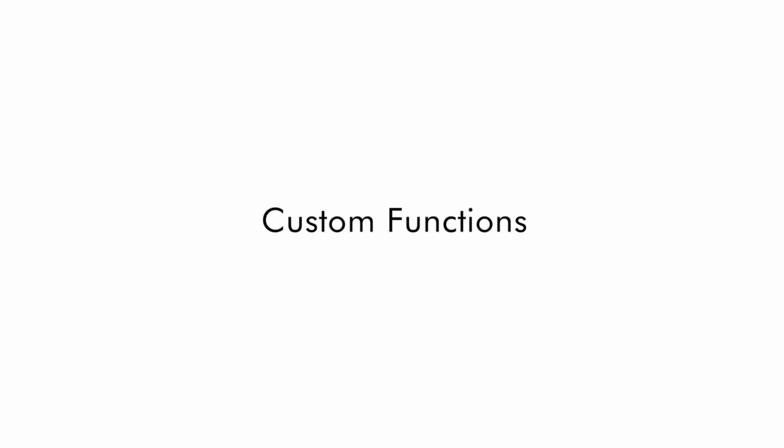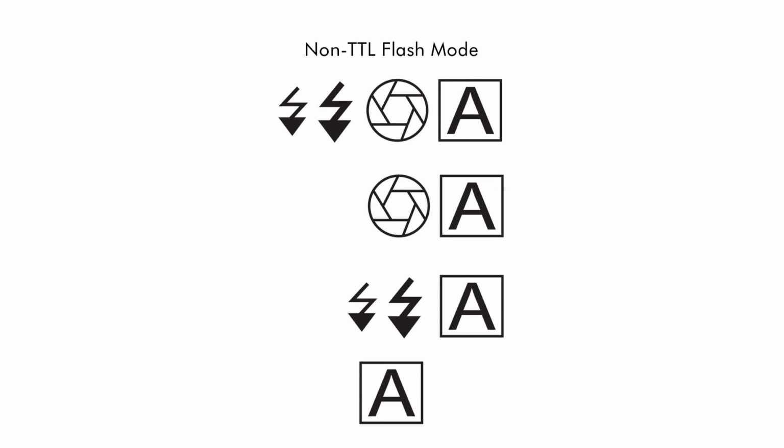The SB910, SB900, and SB700 flashes have menu features that allow you to customize how your flash functions. Let's take a look at them, starting with the custom function sets on the SB900 and SB910, which are almost identical. These are the selectable icons for non-TTL automatic flash modes we've already discussed, including auto aperture flash with modeling illumination, auto aperture flash without modeling illumination, non-TTL auto flash with modeling illumination, and non-TTL auto flash without modeling illumination.